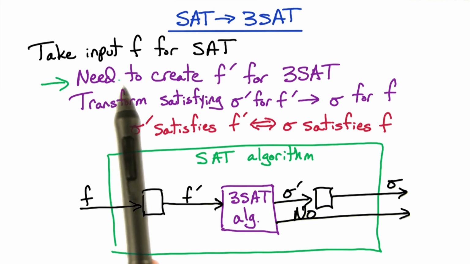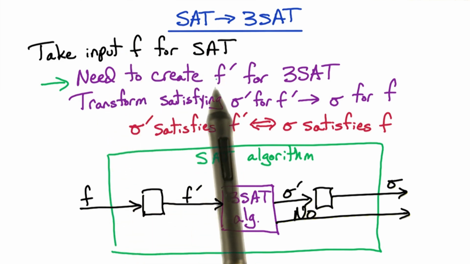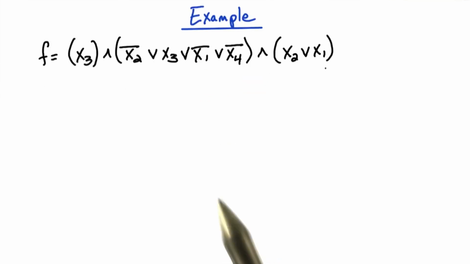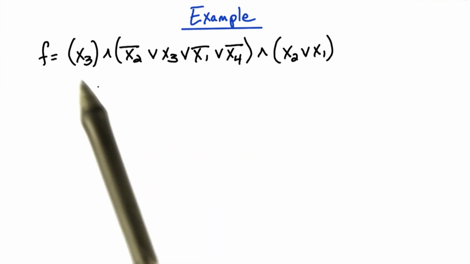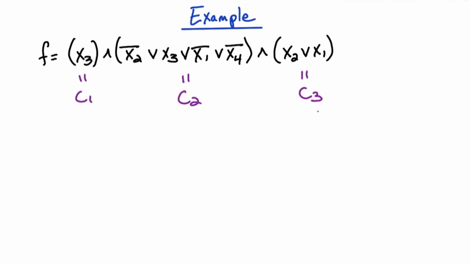Now this is the main task, so let's dive into it. We want to take an input f for the SAT problem and transform it into a valid input for the 3-SAT problem. Now let's try to get some idea for the reduction. So let's take a sample input for the SAT problem. So here's a formula with 4 variables and 3 clauses. Let's label the clauses as C1, C2, and C3.